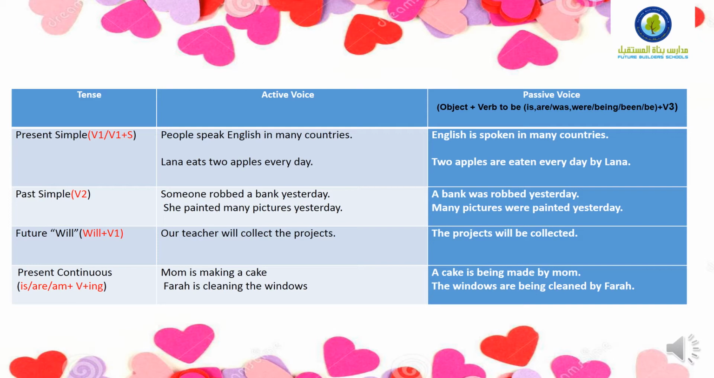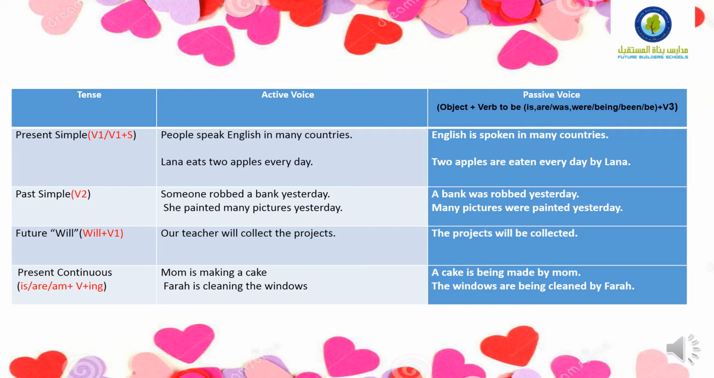Now how to choose any verb to be? It depends on the verb in the active. Let's start with the first tense أول زمن present simple which is verb 1 or verb 1 with s in the active. Example, people speak English in many countries. First of all, you should identify the object, then the verb. Now people speak English. How to identify the object? كيف بنعين المفعول به بالجملة اللي هو بده يكون ما وقع عليه الفعل. Speak what, eat what, clean what. يعني the verb, what did we do, for what? The action was for what or for whom, okay?